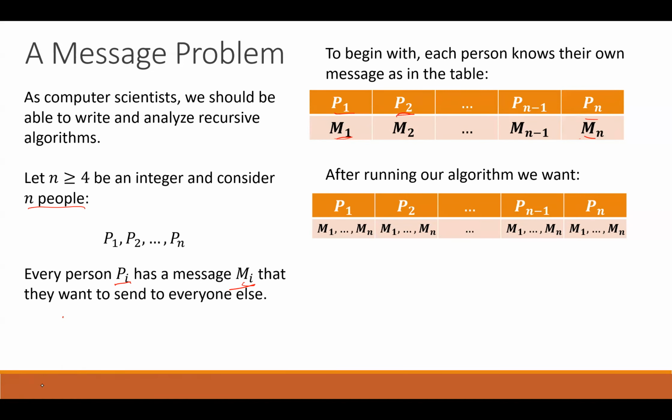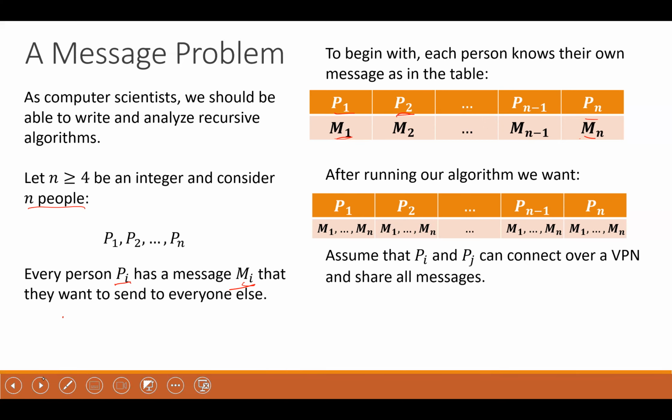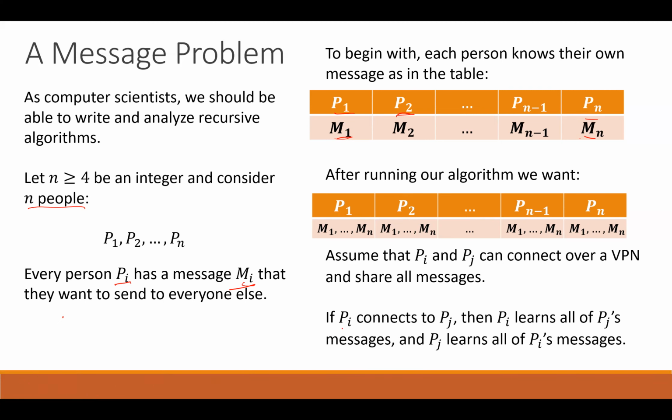And then at the end of our algorithm, what we want is that everybody knows every message. Okay, and so how does somebody learn about messages that they don't know about? Well, we'll say that they connect over the network, and 2 people can connect at a time. And when they connect, they share all of the messages. So if I have a person Pi and they connect to Pj, then Pi will learn all of Pj's messages, and also Pj will learn all of Pi's messages. So we're going to share everything that we know. And in the end, we want everybody in the network to know everything.